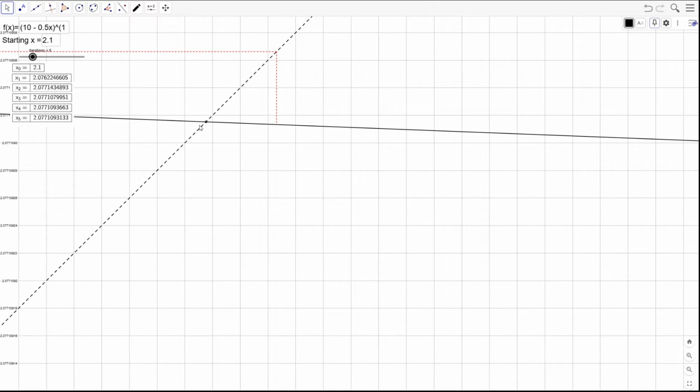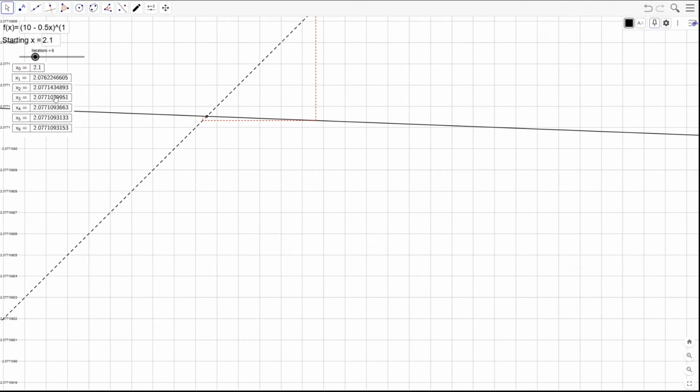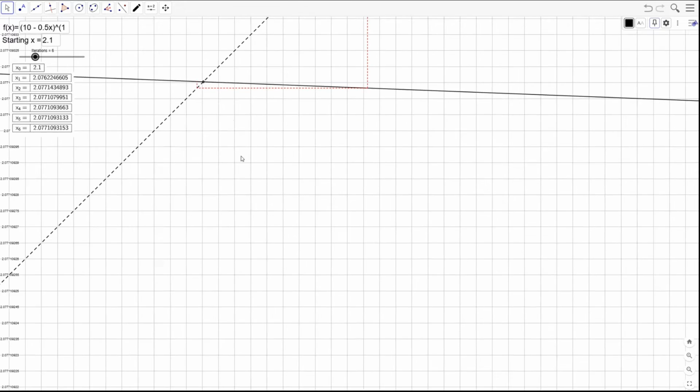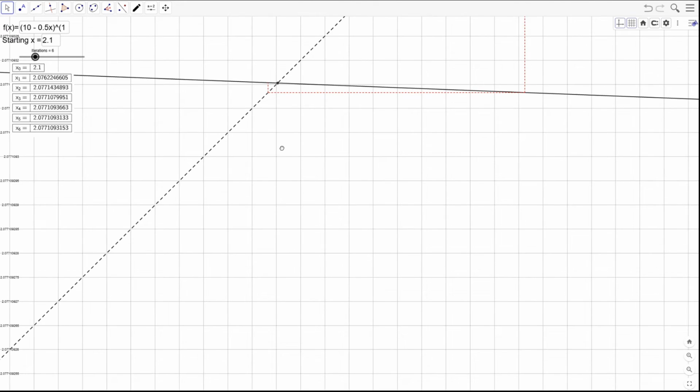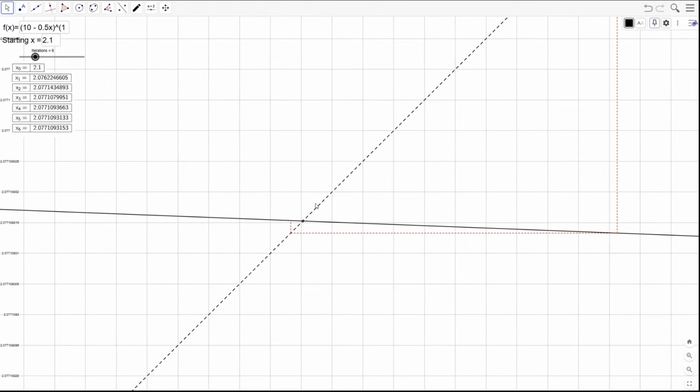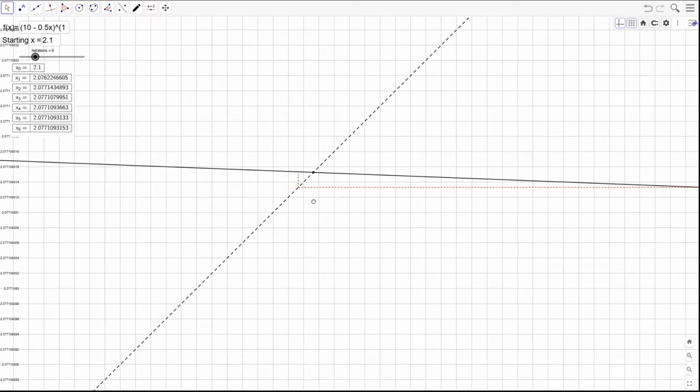new input, which is this y value here. This y value here is the same as the x value on this line, because this is y equals x. So the sixth iteration is going to give us something over here. And as you can see, the numbers are starting to settle down, and it's getting closer and closer to the root. We're getting a value that's so close to the root, it's correct to so many decimal places.